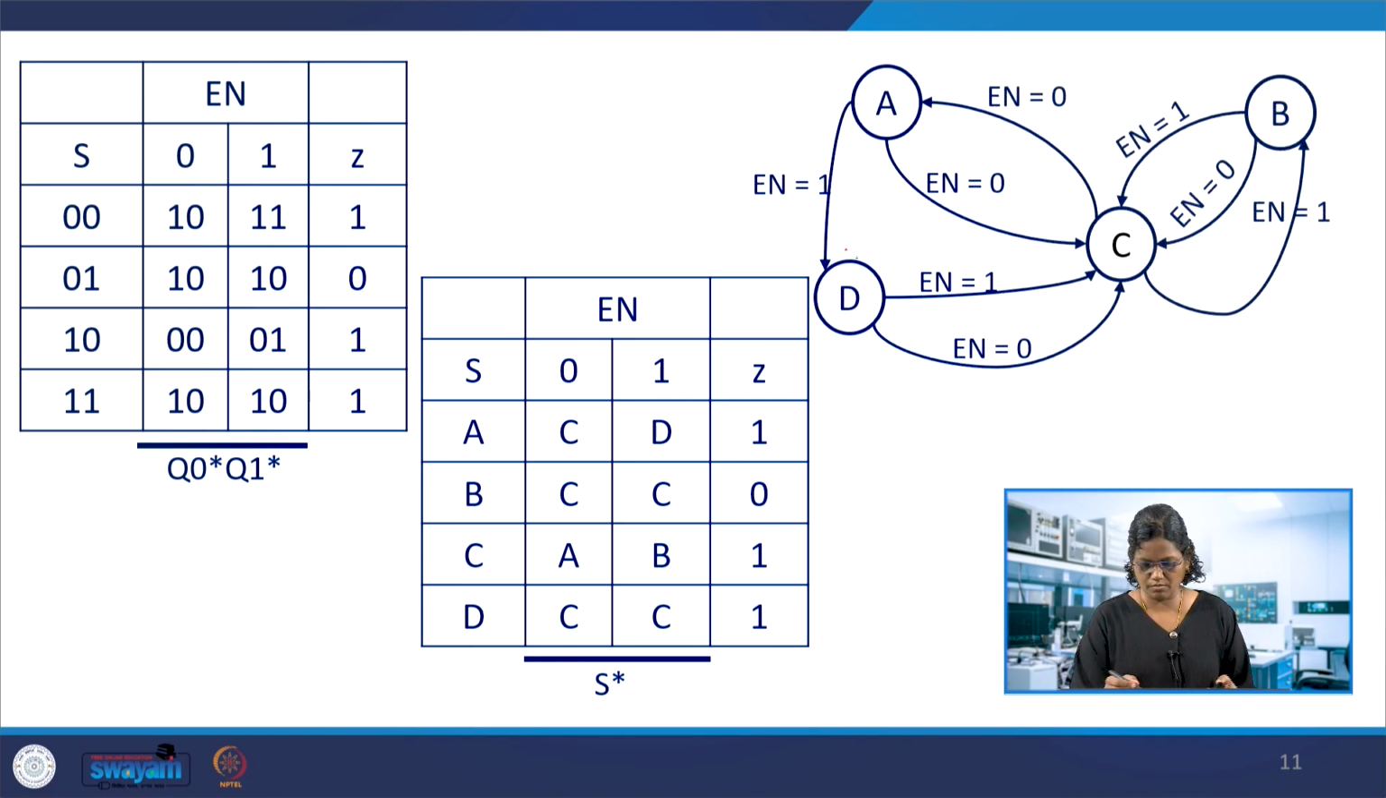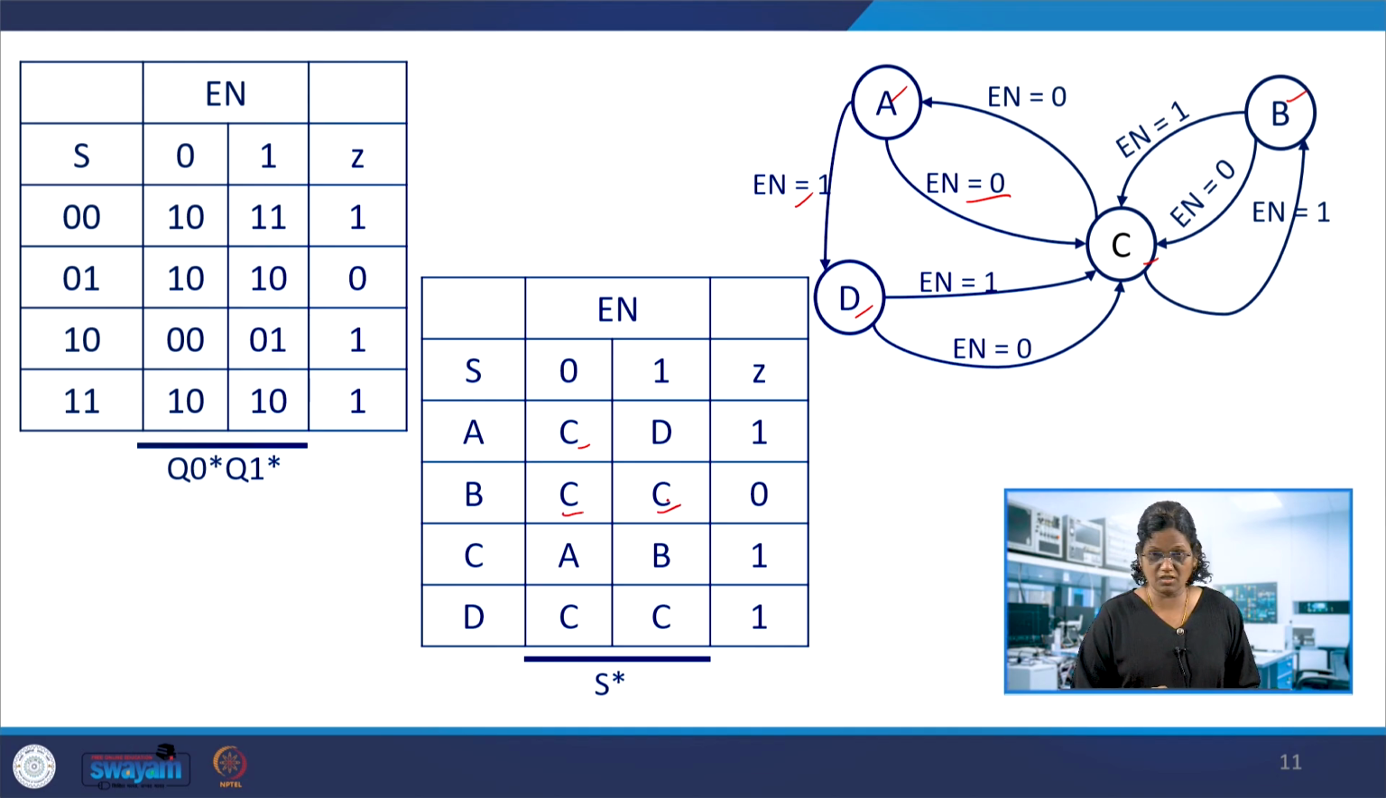If there are A, B, C and D, there are 4 states. If enable is 0, A goes to C, and if enable is 1, it goes to D as the next state. From B it checks for enable 0, go to C, and enable 1 also goes to C. So whatever the enable you get, go to C here.